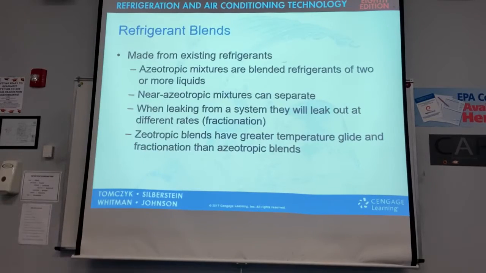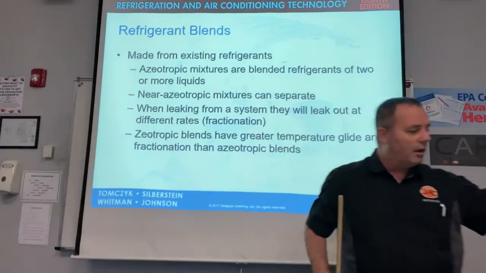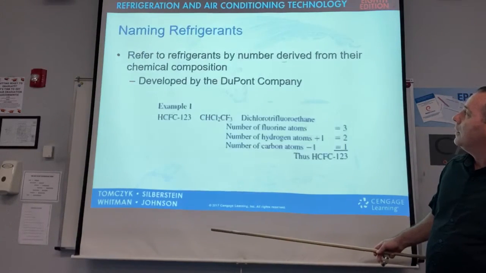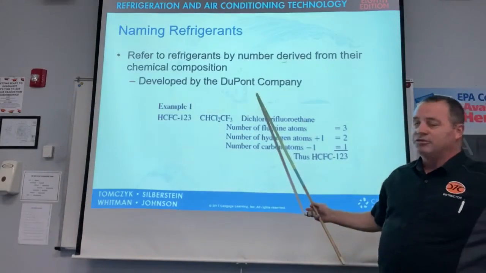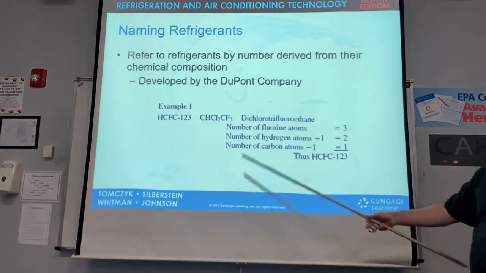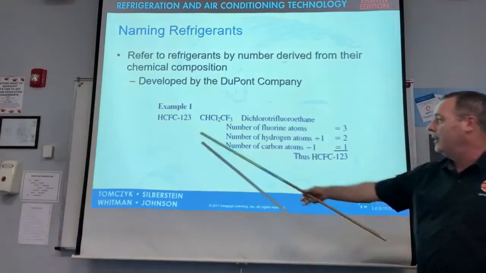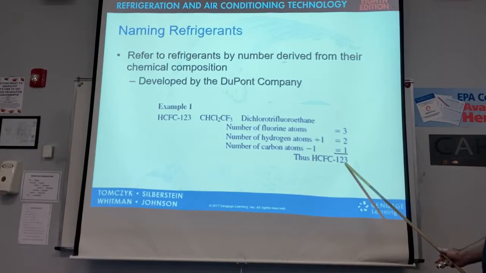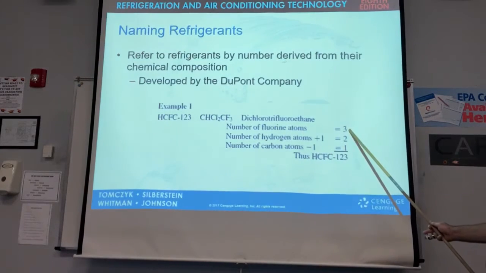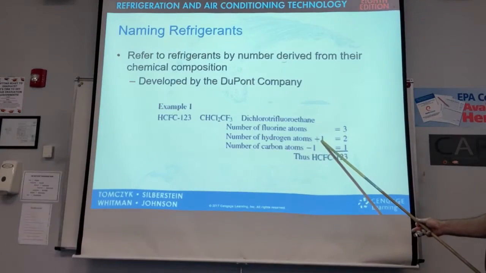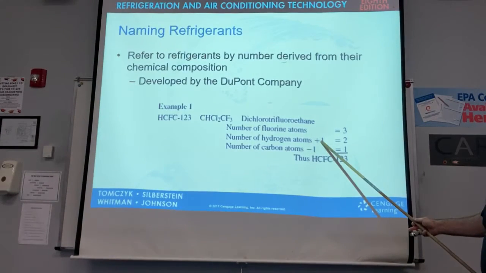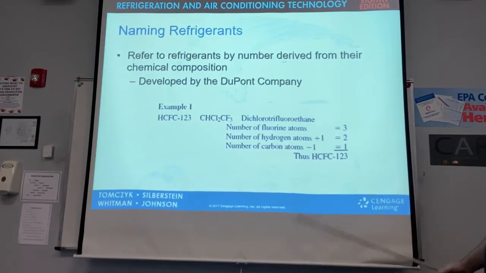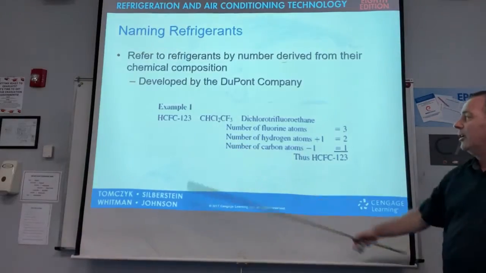Okay, so we're going to start off again right where we left off. And you can see that we said when you want to name refrigerants, this was developed by DuPont Company. Let's say you got dichloro, trifluoroethane, 123. Notice this is how they come up with the number 123. The number of fluorine atoms, the number of hydrogen atoms plus 1, and the number of carbon atoms minus 1. So it ends up being 123. That's how they come out with these numbers, okay?